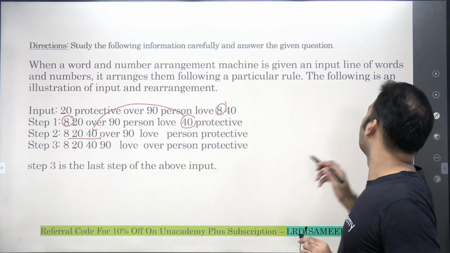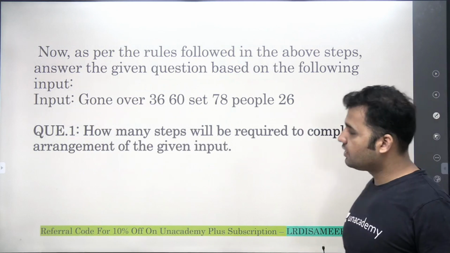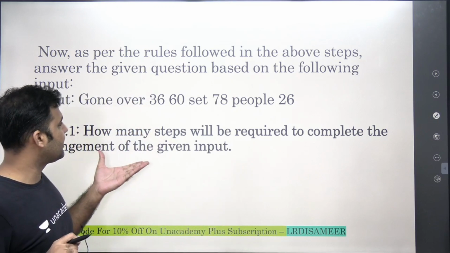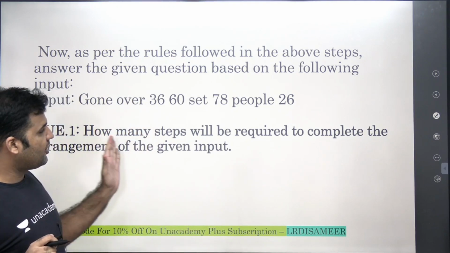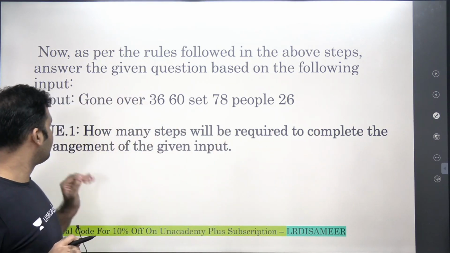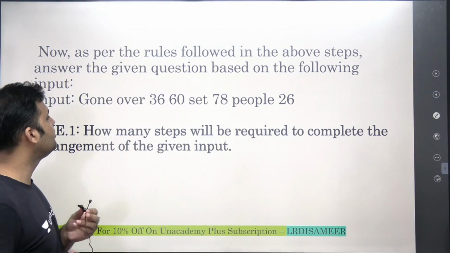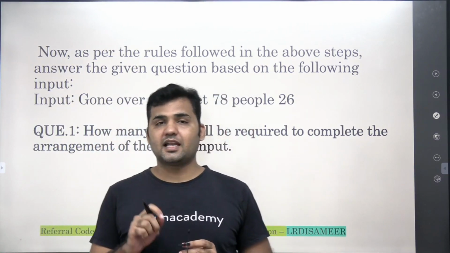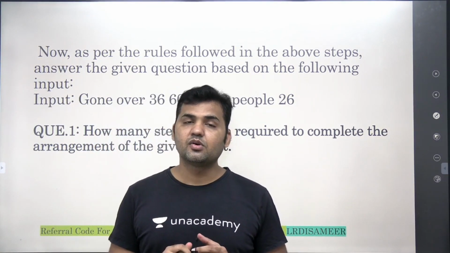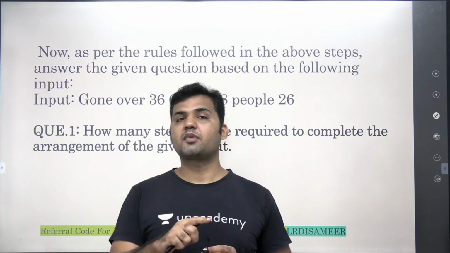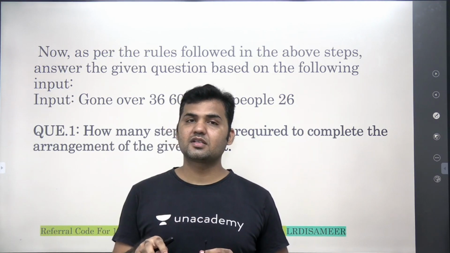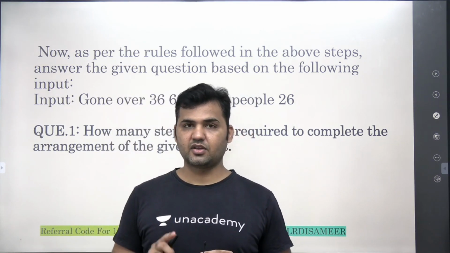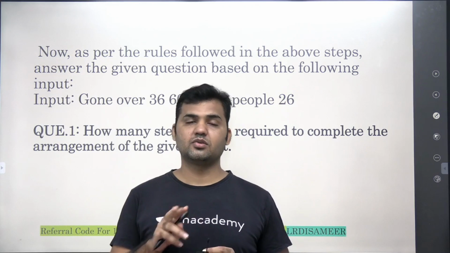Okay, now how do we go with the ranking in this method? For example, here in this case, what I'm supposed to tell is how many steps will be required to complete the arrangement of the given input. So what will I do? How will I approach the ranking method? See, in this type of question, you have to give the same rank to two words. Why the same rank to two words, two elements? Because two elements are moving in one step. Therefore, you have to give the same rank to two elements.